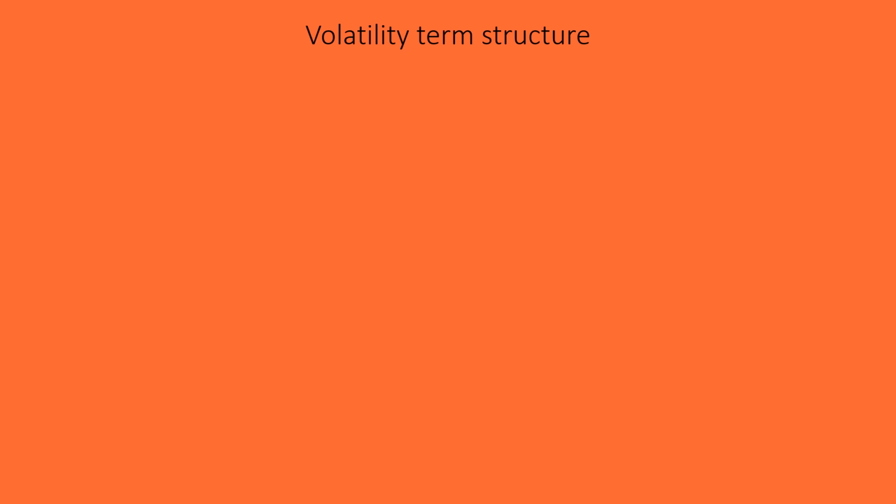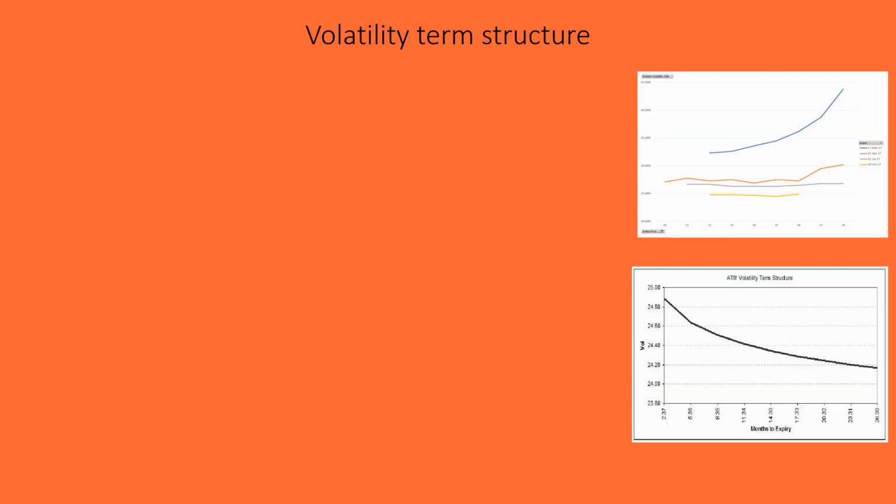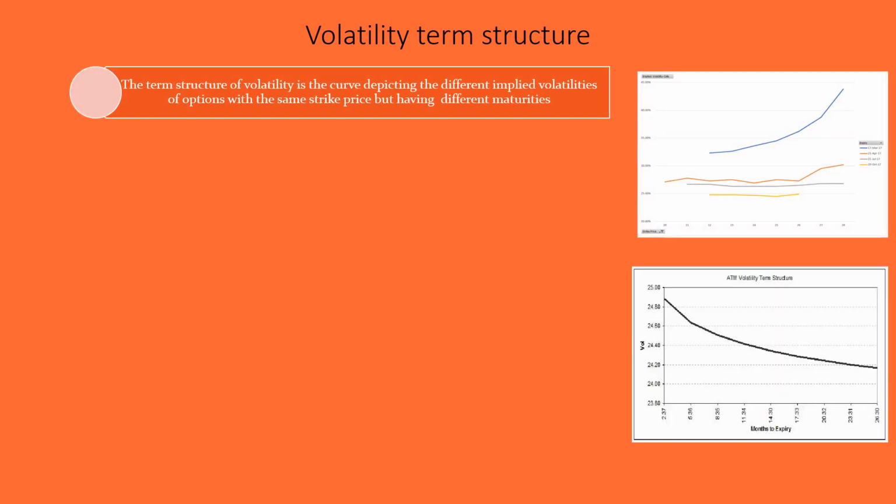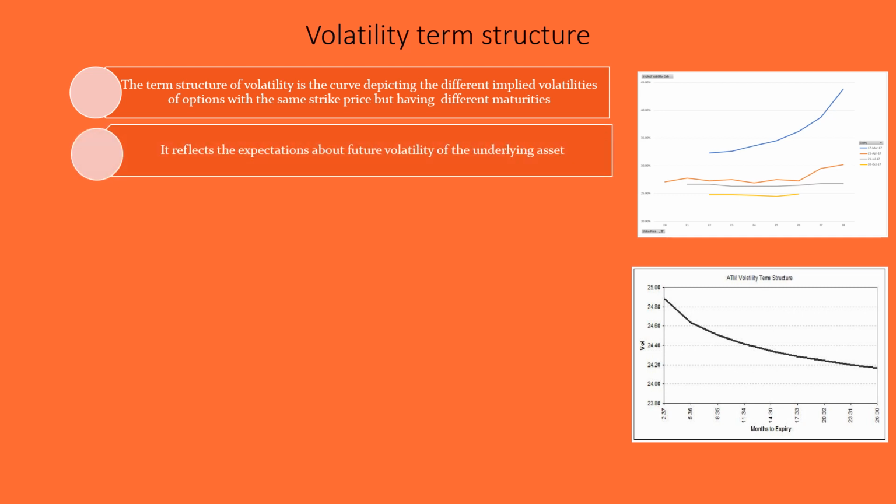Now, what is volatility term structure? Conceptually, it is the same as interest rate term structure. The term structure of volatility is the curve depicting the different implied volatilities of options with the same strike price but having different maturities. It reflects the expectations about future volatility of the underlying asset.